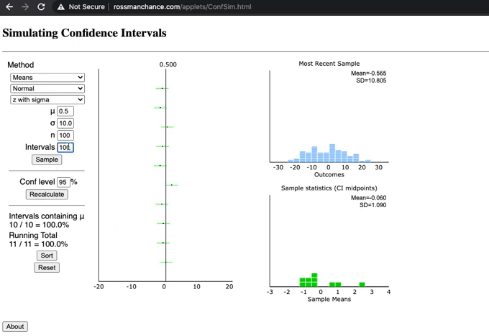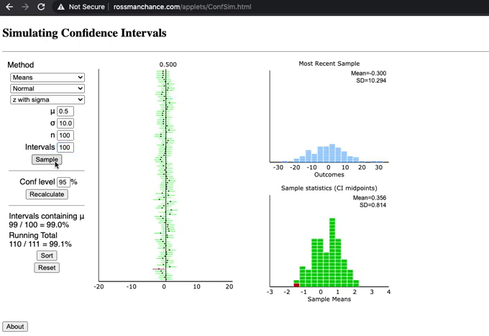Now let's run it 100 times. So we ran this 100 times, and this one here in red is the only one that does not contain the true mean. Since our confidence level is 95%, we'd actually expect 5 of these to not be here. So we're actually running higher than expected.